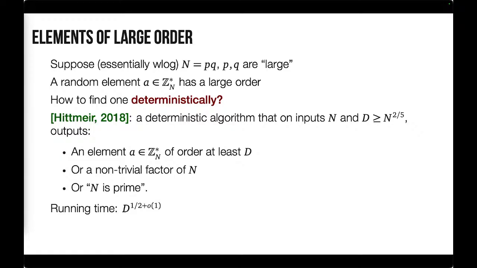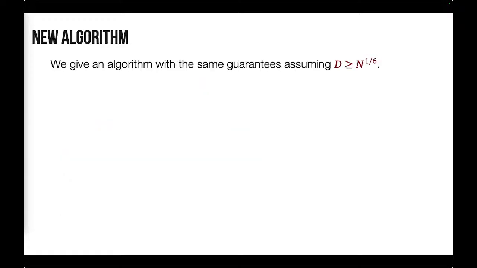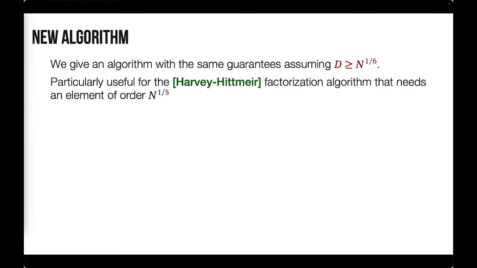So what we did is we improved this algorithm. We gave an algorithm that gets you the same guarantees, but it works for larger ranges of d. You can get all the way to d being n to the 1/6. Okay, so it's particularly useful again for this factorization algorithm where you need an element of order around n to the 1/5. Now you can do it much more quickly. Of course, we started this project trying to improve everything, but we cannot yet. So we sort of got stuck here.